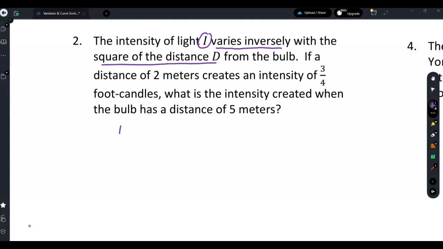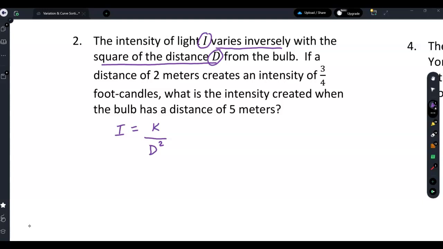So that means this is not going to be I equals k over d, but actually it's going to be, in this case, I equals k over d squared. Normally in my inverse variation, I would not necessarily have a square there. It's because they mentioned that here. They say it varies inversely with the square of the distance. If it had said that it just varies inversely with the distance, then it would just be I equals k over d. All right, so just from the first sentence, I can gather that information. I'm going to keep reading.